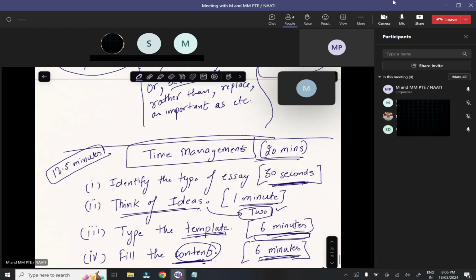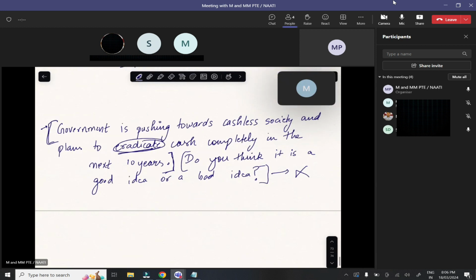Like I said, even though this sounds more like a one topic essay, the moment you see the word eradicate, it straight away becomes a problem and solution essay. And instead of the word eradicate, if they would have just used, let's say, "and plans to get rid of," which means exactly the same, if they would have said "and plans to get rid of cash completely in the next 10 years," then this would have become a one topic essay.